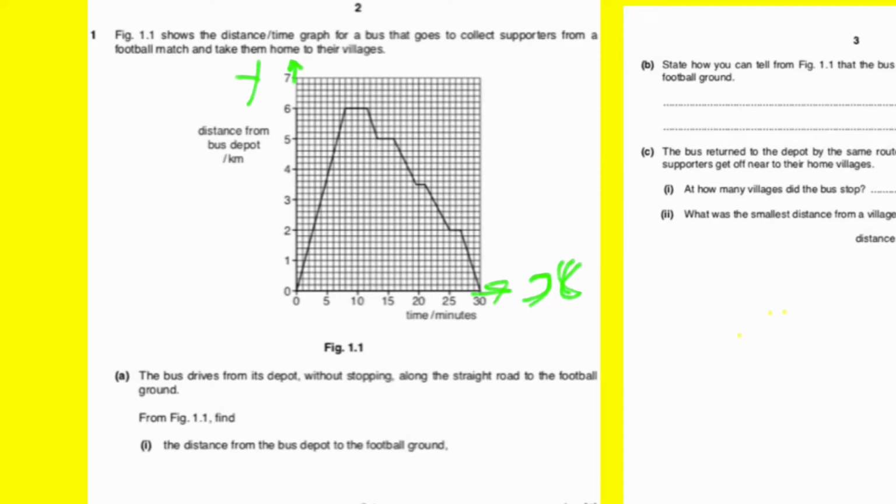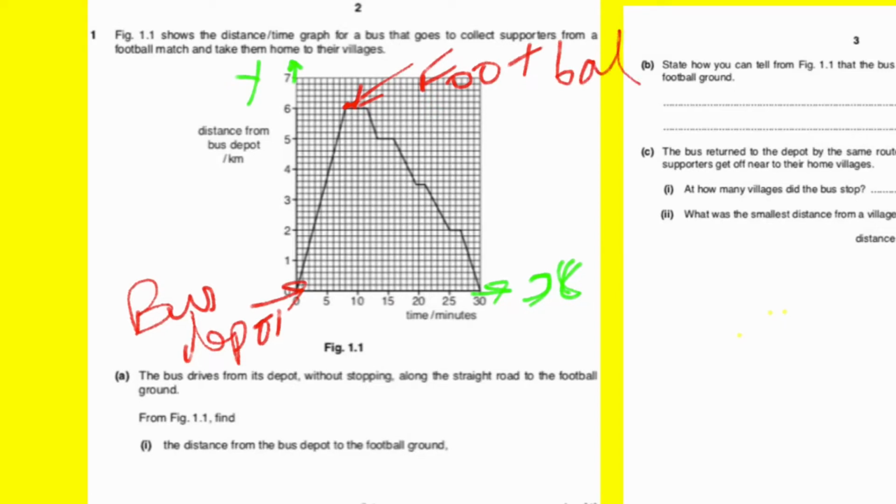So as you can see here, this is the bus depot, and this is where the football ground is. So this is the football ground. You can see on the y-axis it is showing 6. So the answer is 6 kilometers for this. Now we will solve the second part of A.